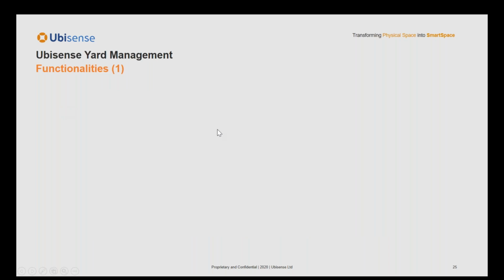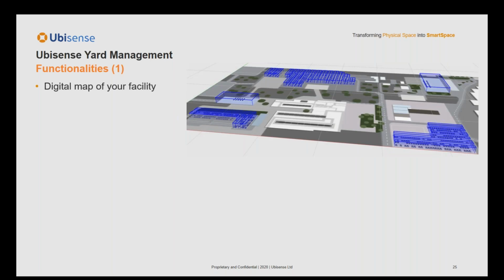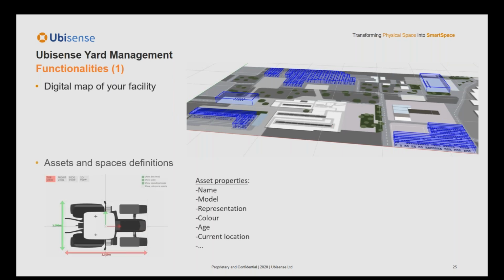All right, so let's talk about the solution functionalities. What do we provide in the Ubisense yard management solution? The first thing is a digital map of your facility. We will load a CAD file, or we will load a 3D file of your site. We can improve it by putting some process context on it.